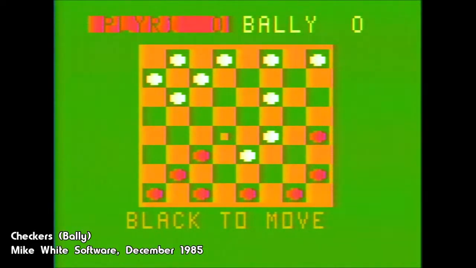Bally's own checkers game would go unreleased until 1985, when enthusiast Mike White got a hold of the prototype cartridge and sold copies of it through the Arcadian newsletter. While this is playable, the computer puts up such a poor fight that it's entirely likely that the game AI was never refined.